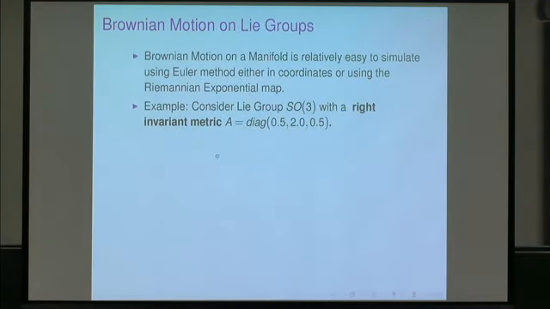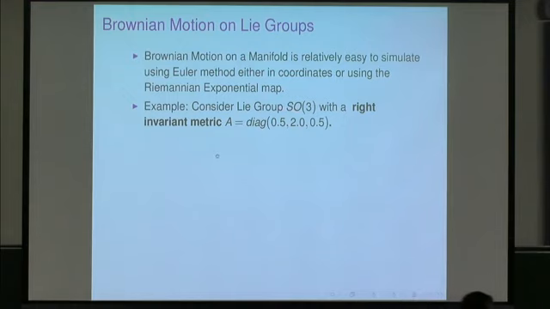But before that I want to show you some movies and get a good feeling for what happens. So let's consider the simplest Lie group, SO3, but let's now put a right invariant metric that's not the identity, which is given by 0.5 to 0.5.